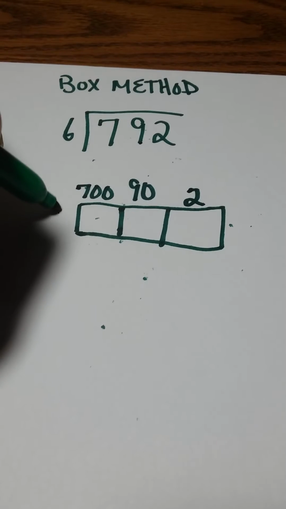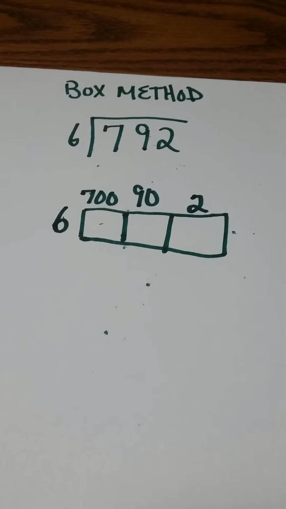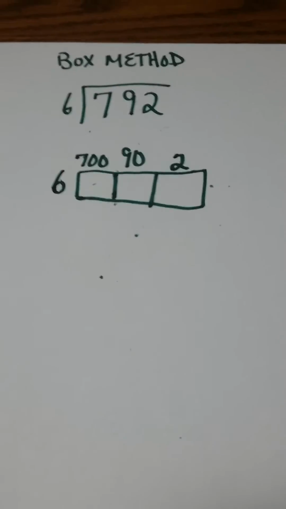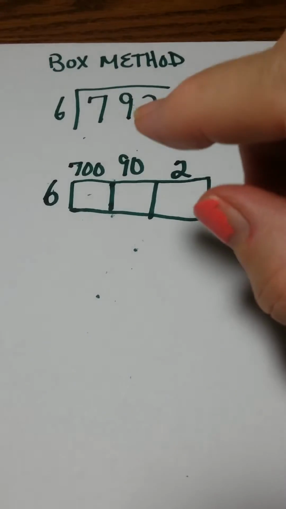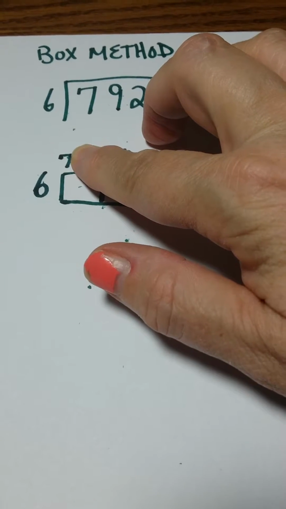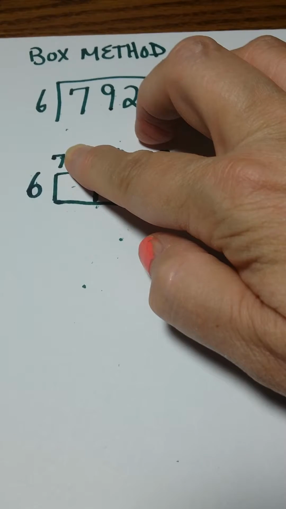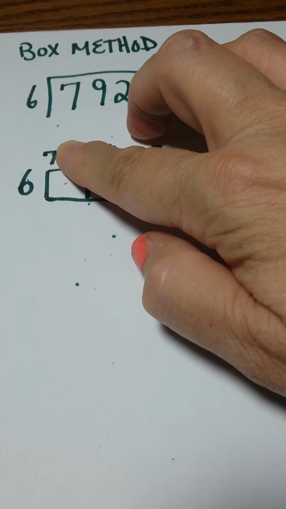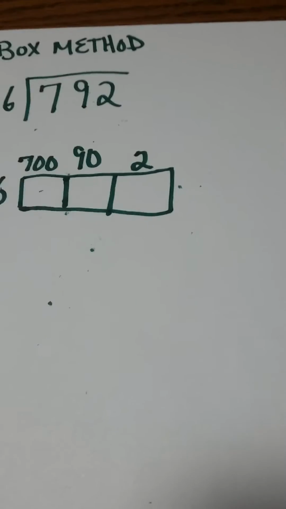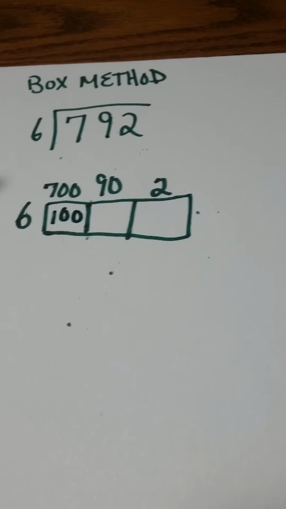What do we do with the divisor? We're going to put it outside the box. Okay, so I'm going to start and ask the question again. Can 6 go into 700? Only 700 is a large number, so I'm going to erase the zeros for a minute, or cover them, and ask myself, can 6 go into 7? Sure, it can go in one time. So I take 6 into 7 is one time, and I'm going to bring down the zeros.